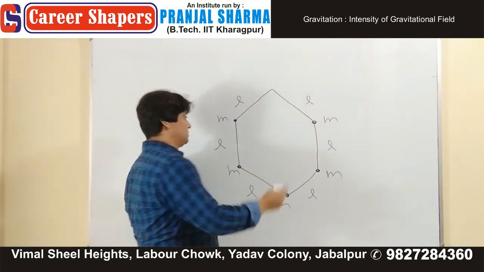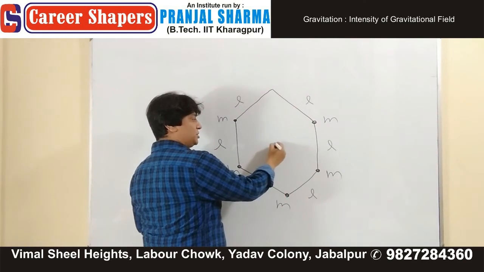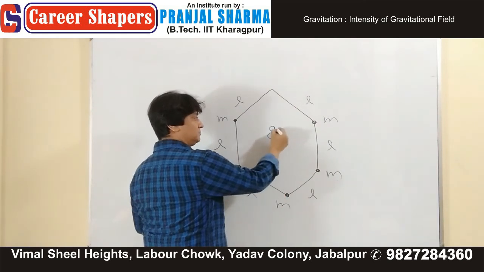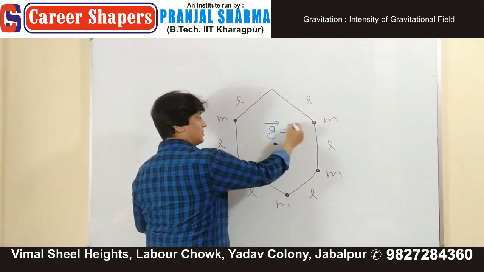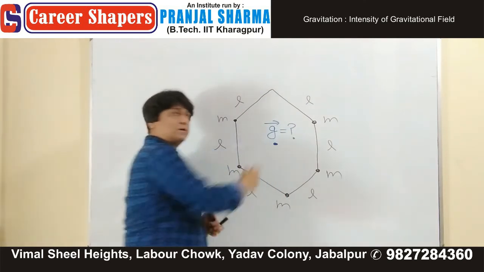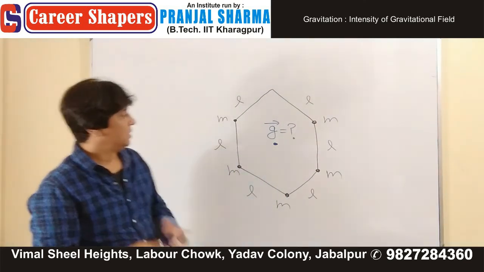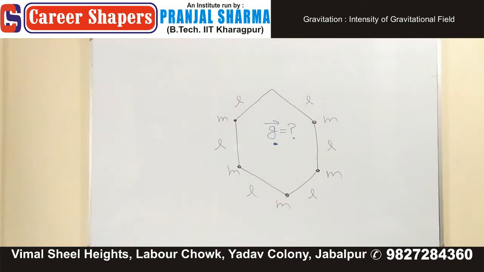Find out gravitational intensity at the center. Let's see how many of you will produce a correct answer. And technically it should take only 30 seconds.